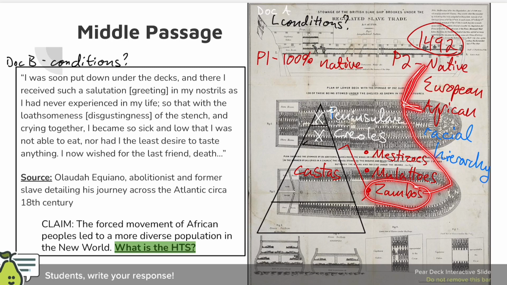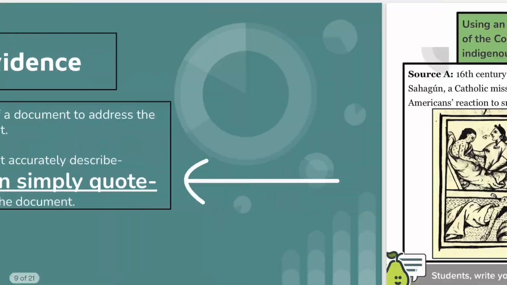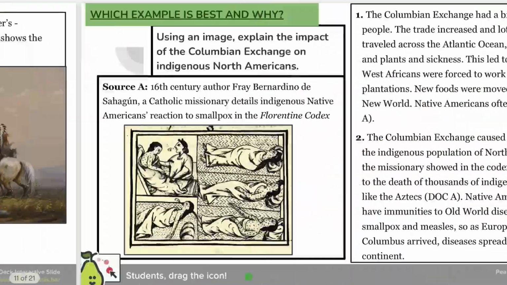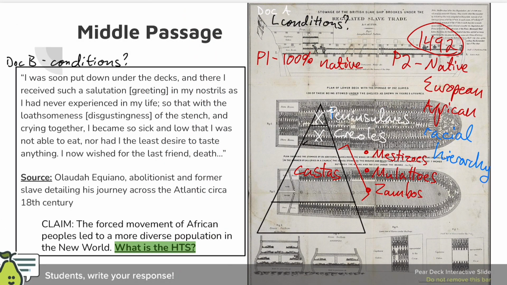And then zambos, that's when we get Native American and African. And this is an oversimplification of the casta system. We don't have to know all 16 of these different categorizations, right? We're just going to do an overview: the Europeans placed themselves at the top of this racial hierarchy. Then they created a racial hierarchy based on percentages of heritage to determine where you fell. And so that would be the castas. And these are just the three main categories that we talk about.